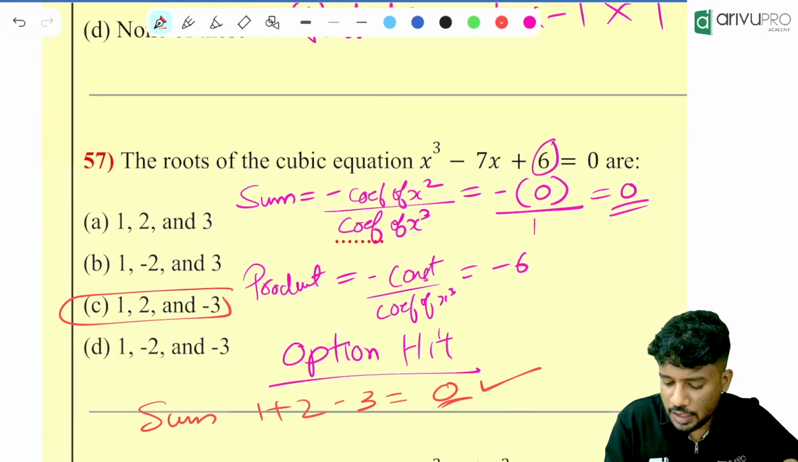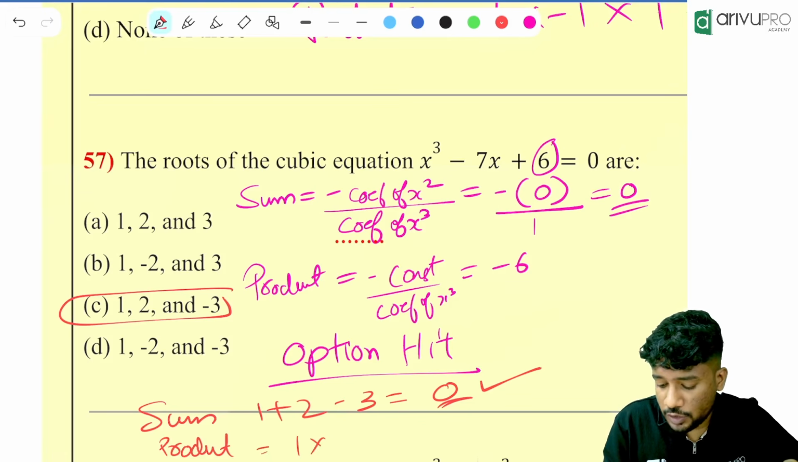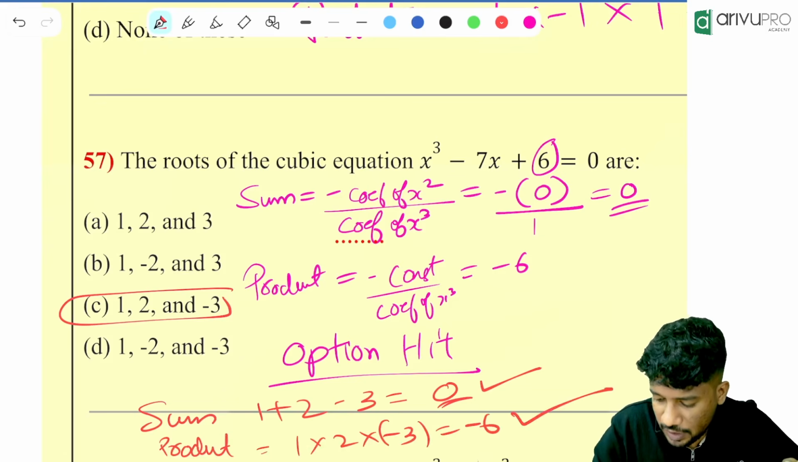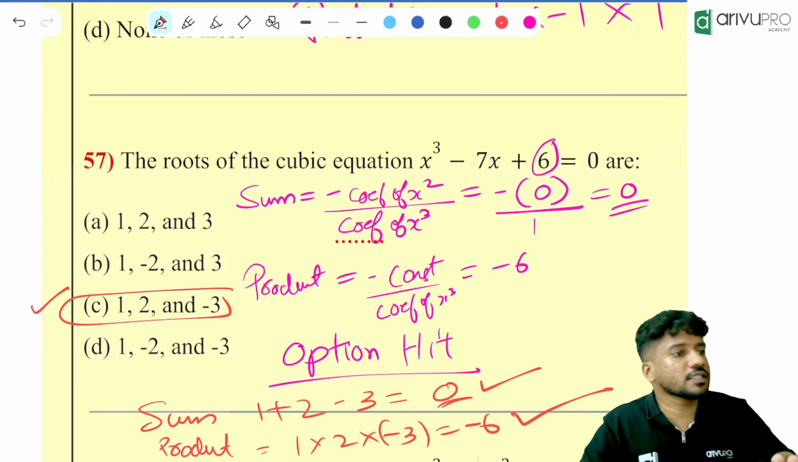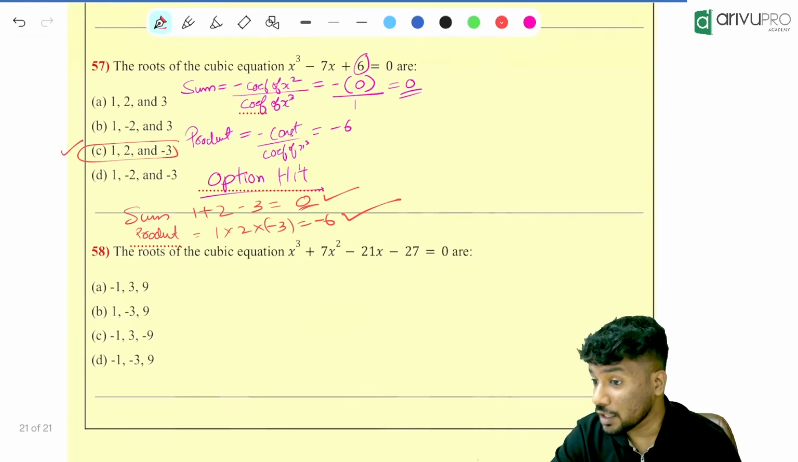0. That is correct. Then the product using option C is how much? 1 into 2 into minus 3, which is equal to how much? Minus 6. That is also correct. Which option is the answer? Option C is the answer. So that's how they will ask the question.